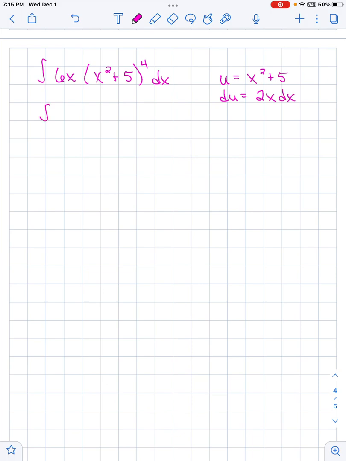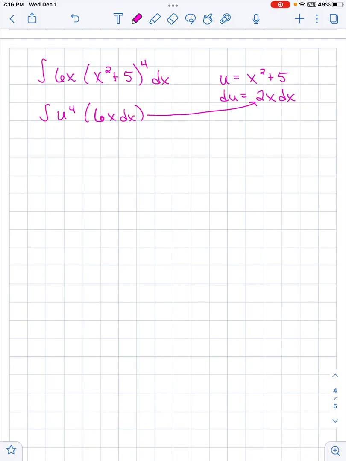So what I'm noticing now is if I replace x squared plus 5, I've got u to the 4th. And what's left over is this 6x dx. But what we have for du is 2x dx. So all we need to do is a slight modification to the du to make these two things match. In other words, I want this 6x dx to be some form of du, because I need a du here. I need the derivative of the inner function, or at least some modification of that.